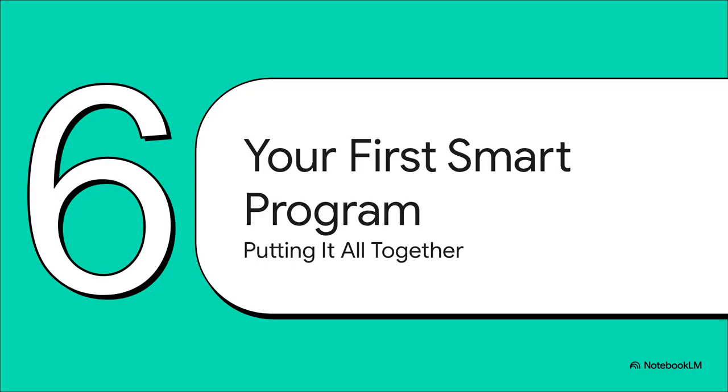All right, Section 6, your first smart program. We've covered decisions, loops, and handling errors. Now let's put it all together and see how these building blocks create real, smart, and robust logic.